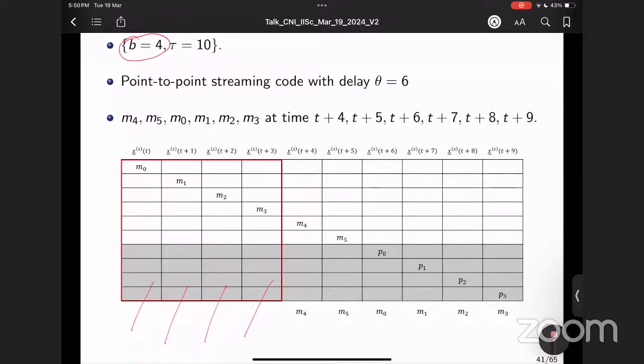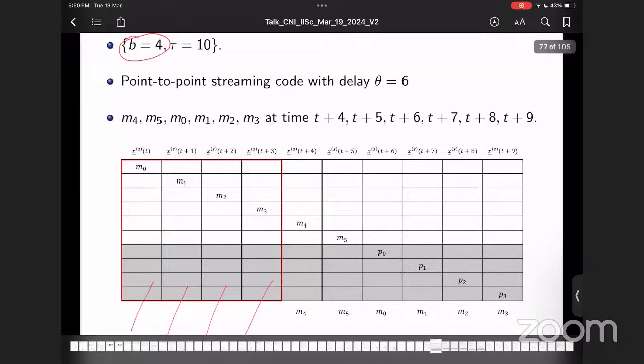T plus 2, t plus 3, t plus 4, t plus 5, right? Basically the assumption is that no two bursts fall in the same T to T plus tau, or in 6 slots. There should be some guard interval, and that guard interval is in fact tau. So in this case, it's theta.